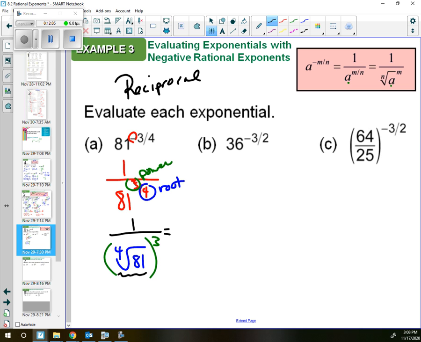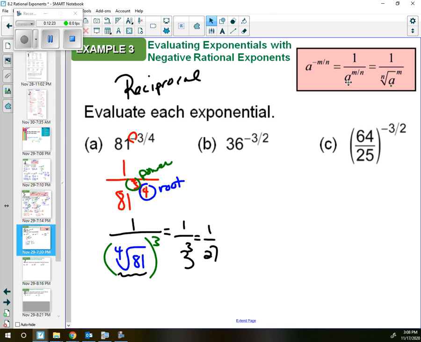So the 4th root of 81, use your power table. What times itself 4 times gives you 81? Well, 3. And then I have to cube that answer. So that would be 1 over 27. Definitely my preference that you leave these as fractional exponents, or a fraction answer, much easier than trying to do a decimal answer.